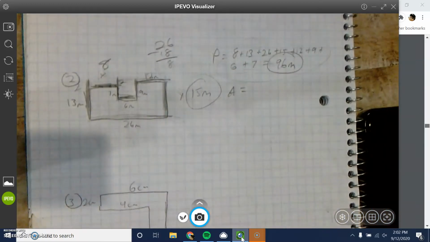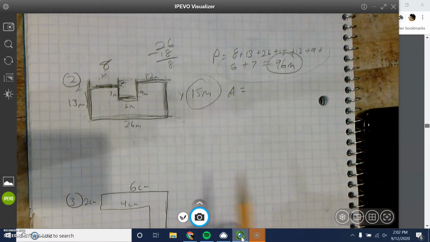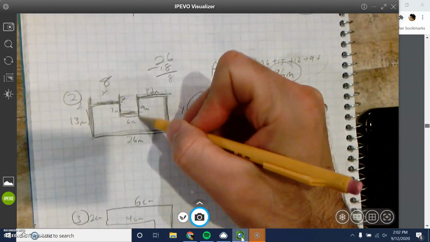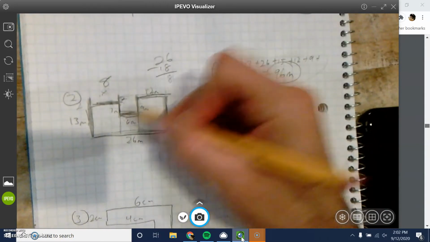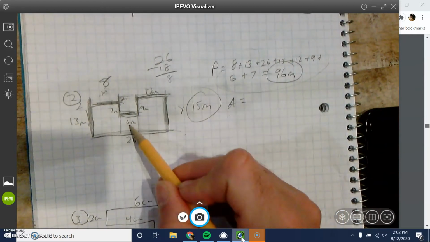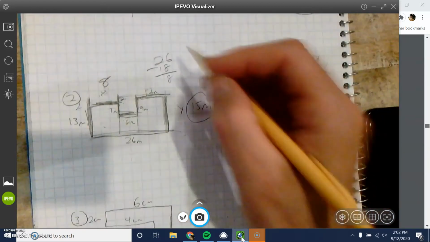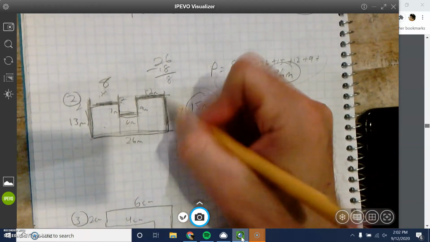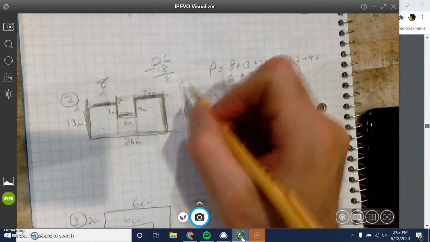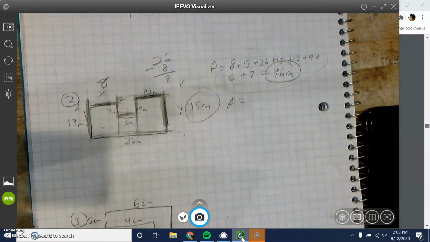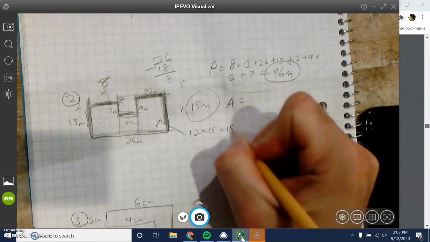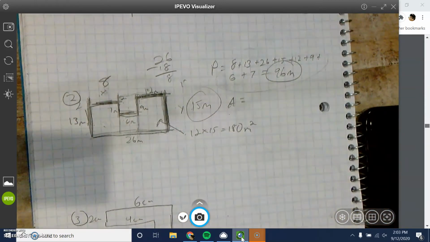Area. Now I have to break it into shapes. How many am I going to break it into? I did 2 on this one. This one, maybe I can do 3. And so I got 1, 2, 3. Okay, so I have 3 areas. If I find the area here, here, and here, then I add them up and I'm good. So this is the length and width. 12 times 15 is 180. So this is 12 times 15, which is 180 meters squared.